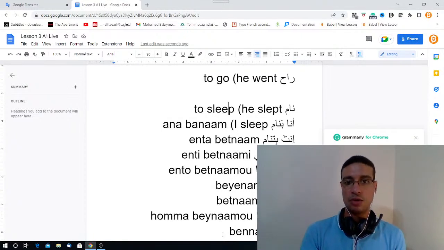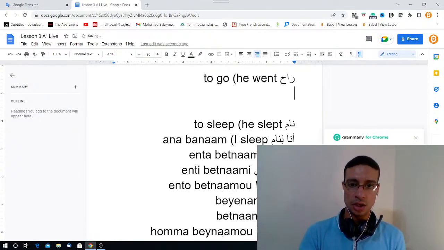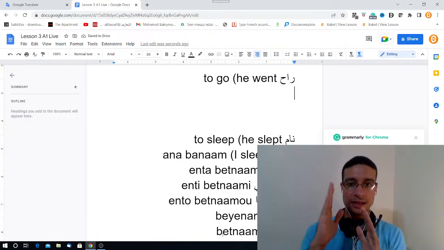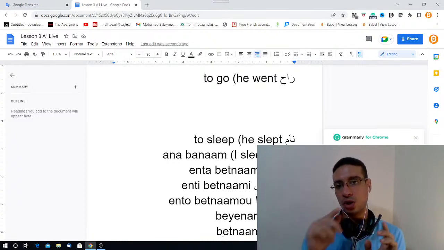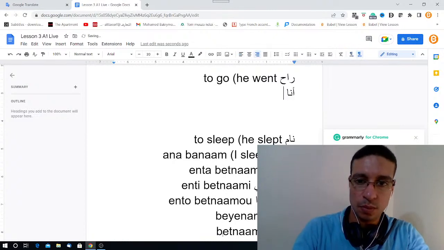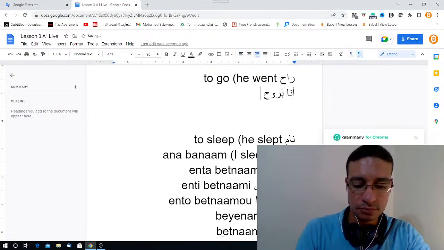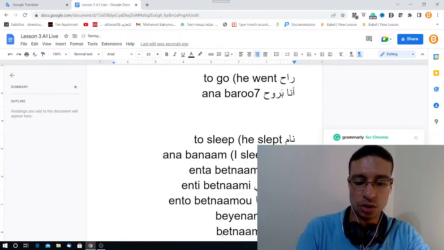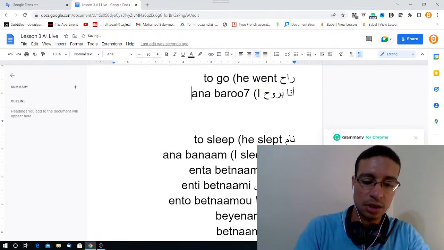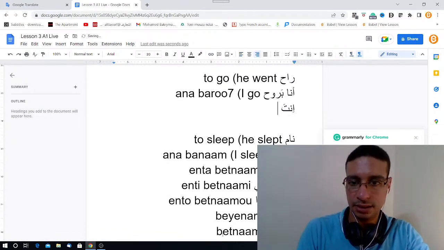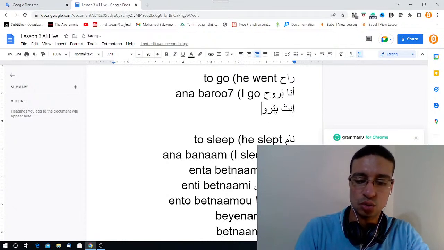However, for the verb to go, راح, which is of course one of the most used verbs, this is not the case. The alif will be woo, like wow. So it's أنا بروح. أنا بروح, I go. أنت بتروح.